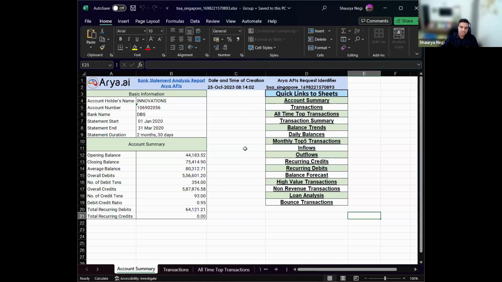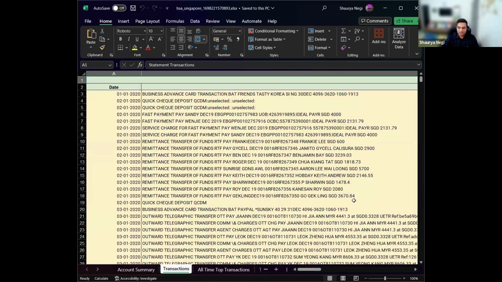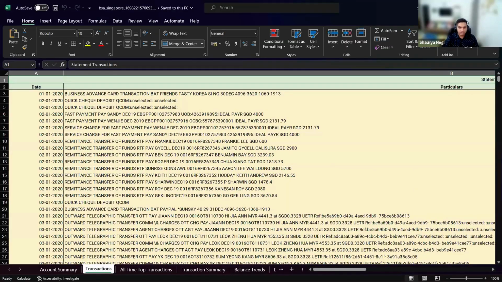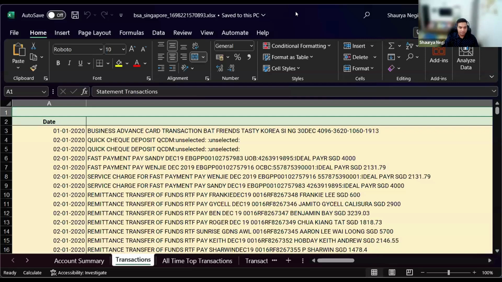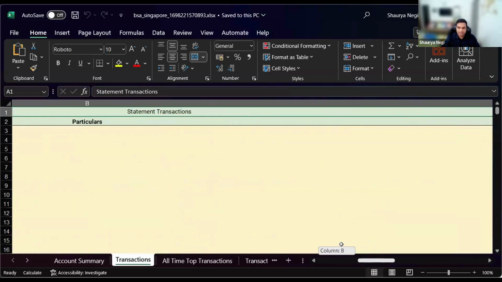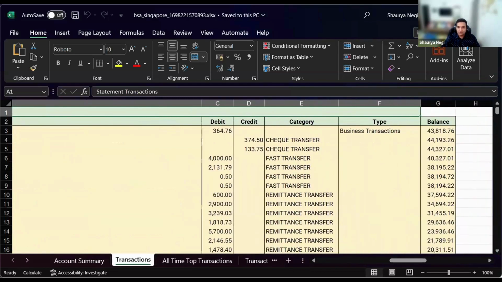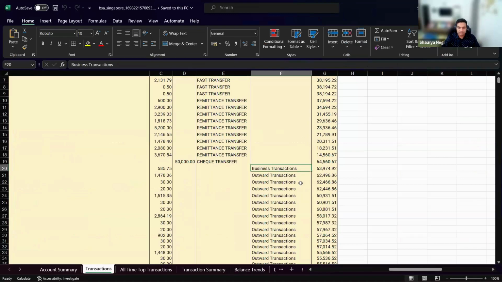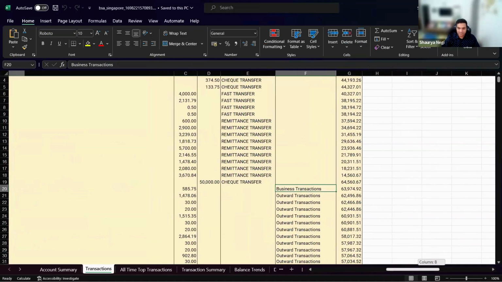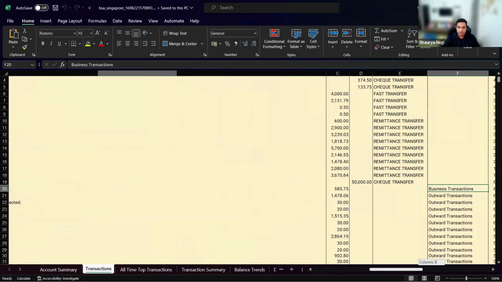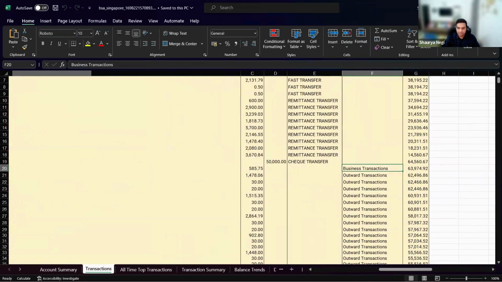So I'll go to the second sheet, transaction sheet, by clicking on this link. So this is the transaction sheet, as you can see. The transaction sheet basically gives a quick overview, it's like a financial diary. It lists every transaction you have made, right? As you can see the particulars, and also categorized by type and date. So if you look at the transaction sheet here, it gives you the type as well, like business transactions, outward transactions.